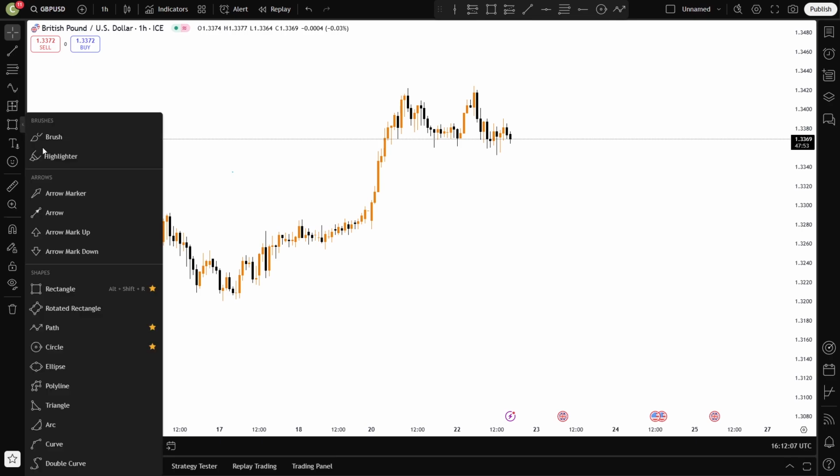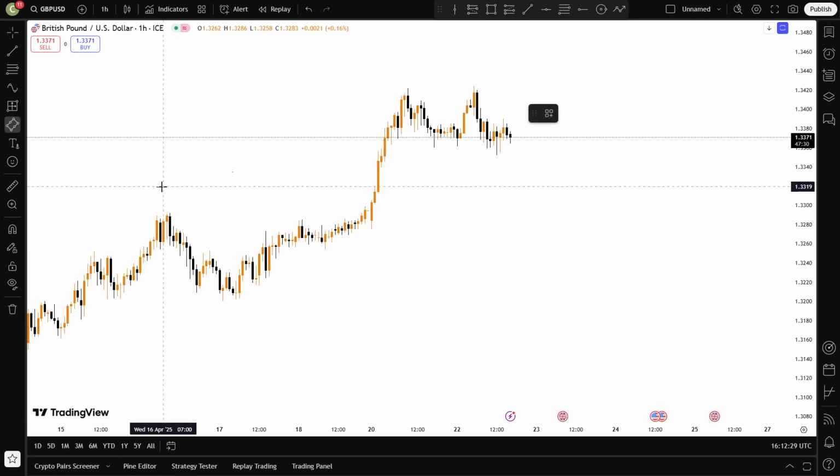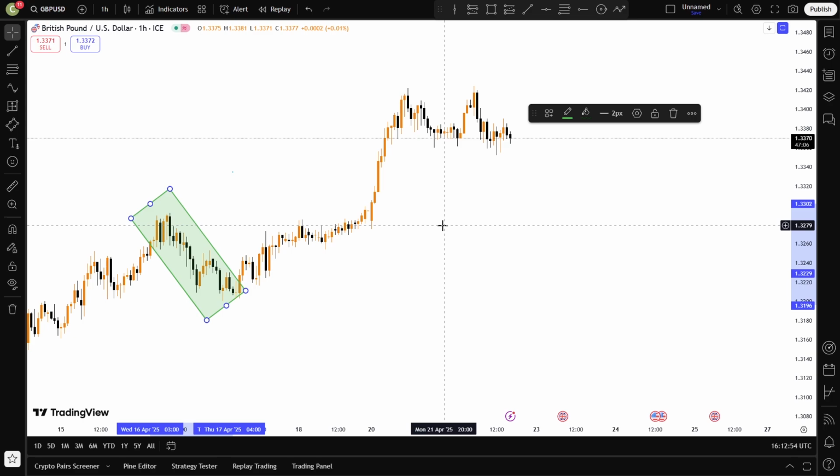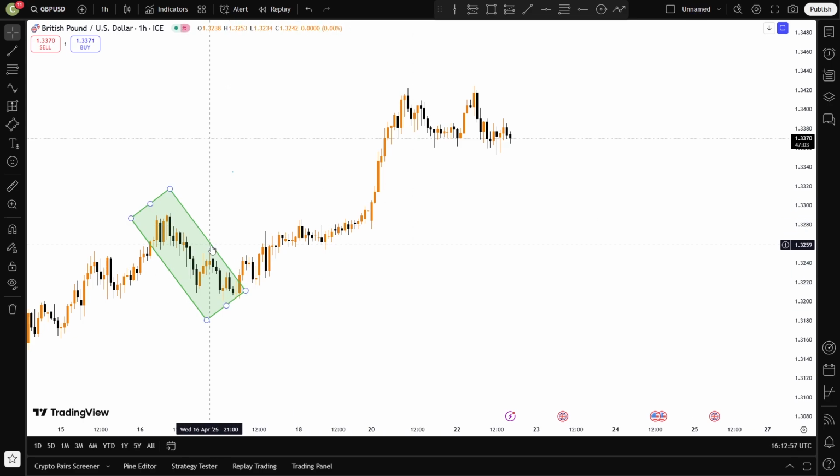Now the next one is the rotated rectangle. The rotated rectangle allows you to draw a rectangle that is rotated. You click at one point and then you move to the angle that you prefer to get your rotated rectangle. You click and then you drag it to either side, and then you have your rotated rectangle. You just click and release, and there it will be drawn.